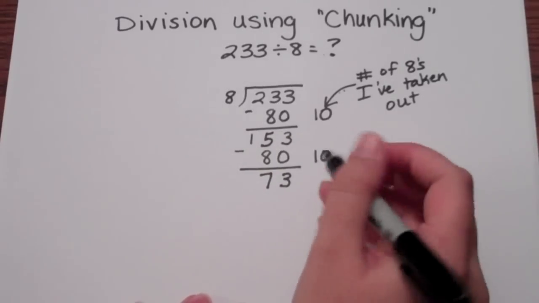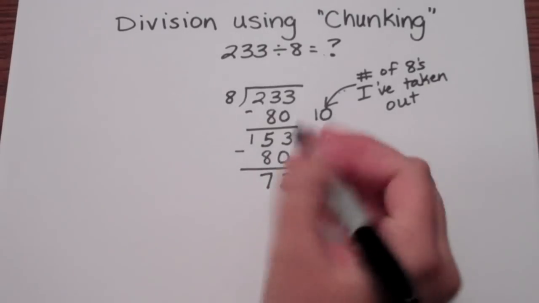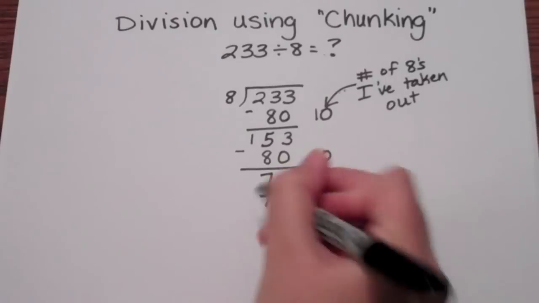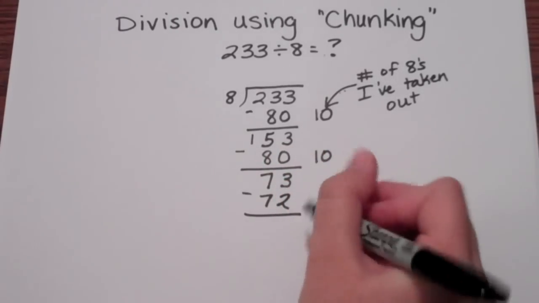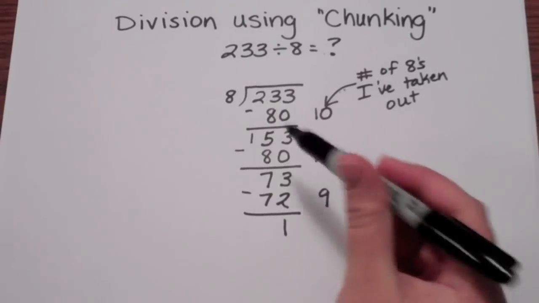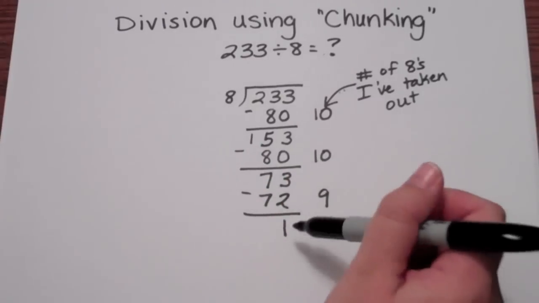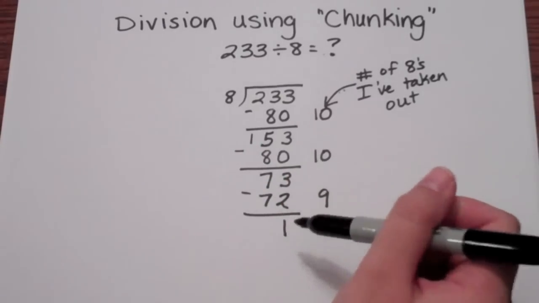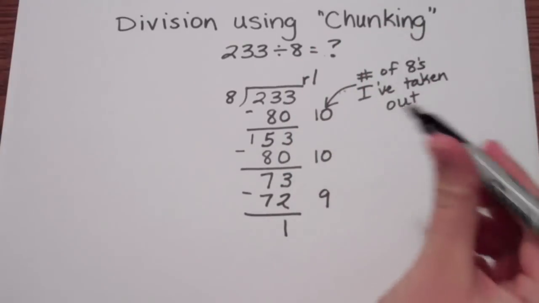Let's try that. If I take out 9 eighths, 8 times 9 is 72. How much of my dividend do I have left? 73 minus 72 is 1. I just have 1 left. I cannot take 8 out any more times. That means that 1 is my remainder. I'm going to go ahead and put my remainder up here, remainder 1.